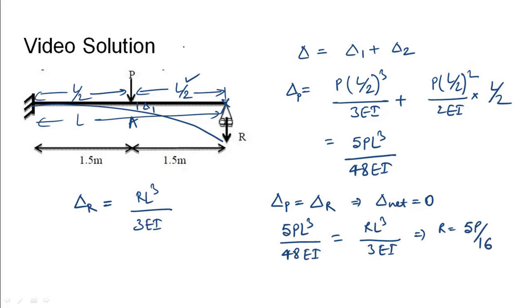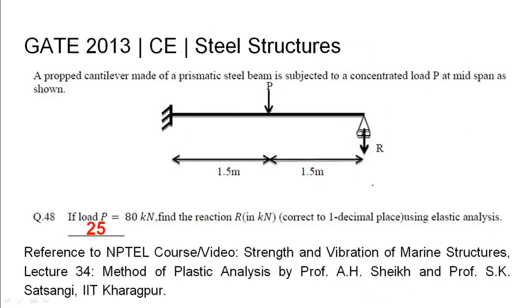It is given in the problem statement that P is equal to 80 kilonewtons. So substituting the value of P here, that would be 5 by 16 into 80, we get the value of R as 25 kilonewtons. So the value of R using elastic analysis was obtained as 25 kilonewtons. The relevant NPTEL reference has been listed.